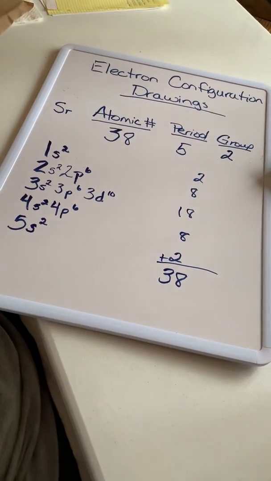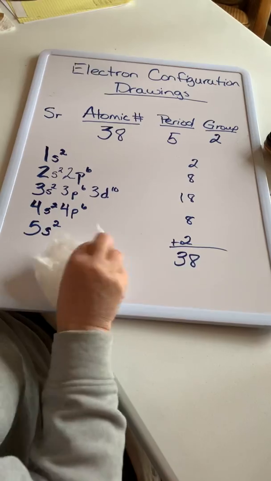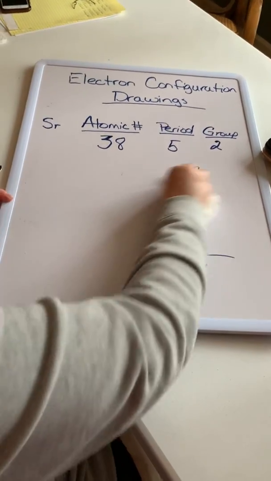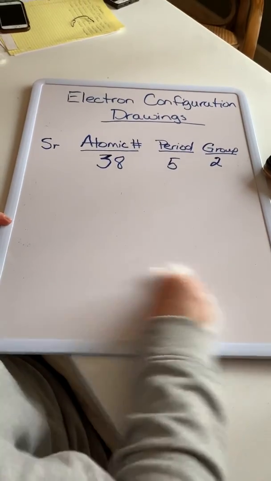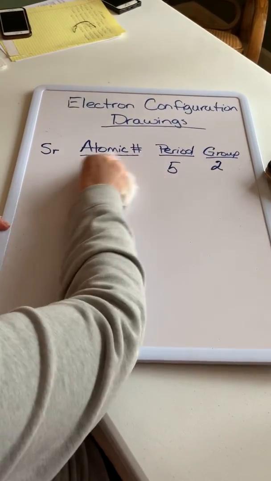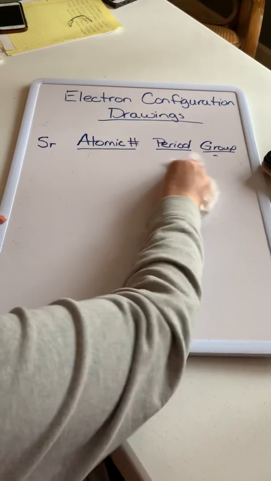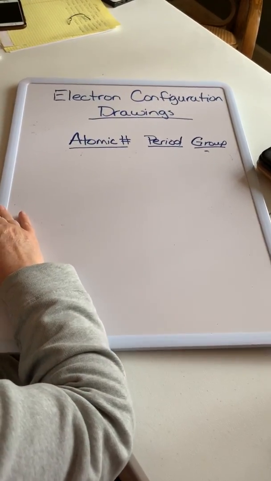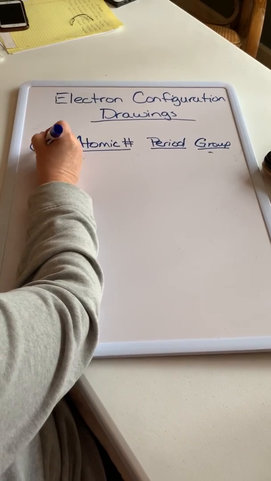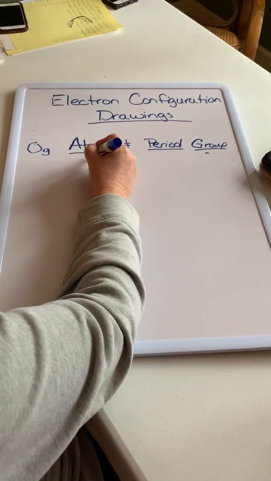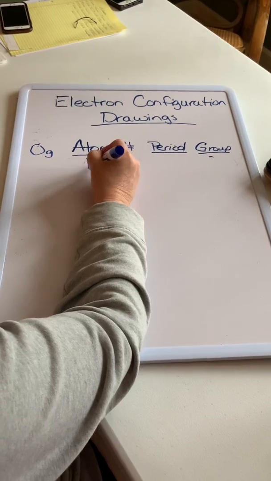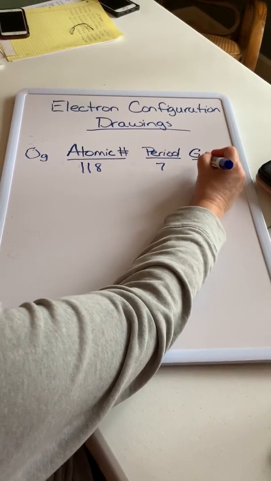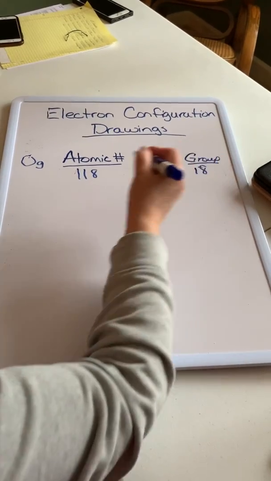So you are correct. So we're going to do another one, and I'm going to give you a challenge one because I think you're ready. We're going to do oganesson. Oganesson is atomic number 118. So this is as big as it will ever get. Symbol OG, atomic number 118, period number 7, group number 18.